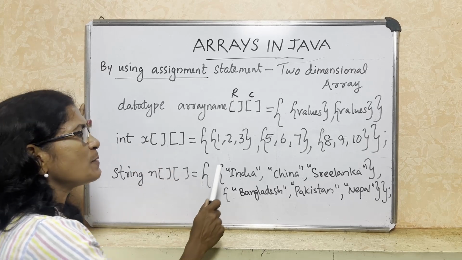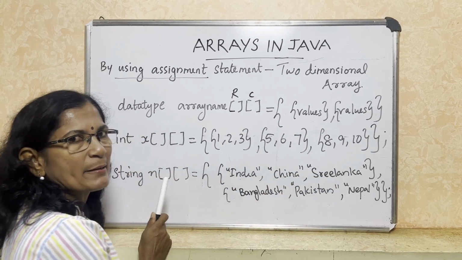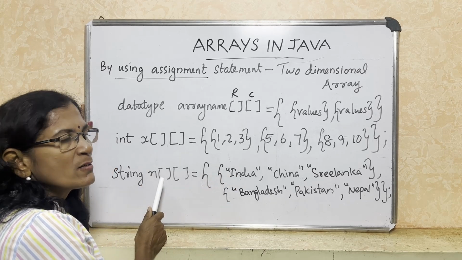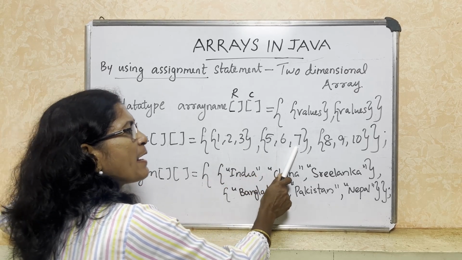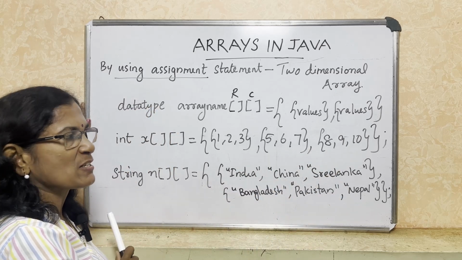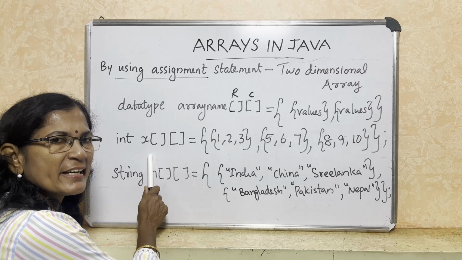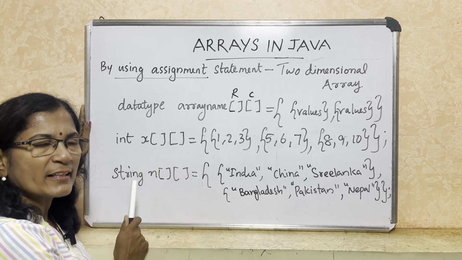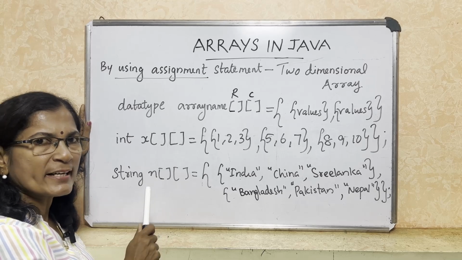As there are 3 groups, there will be 3 rows in the two-dimensional array. And in each group there are 3 values. So each group has the same number of values. So there will be 3 columns in the two-dimensional array. So this command creates a two-dimensional array with the dimension 3 by 3, a matricular structure with order 3 by 3.